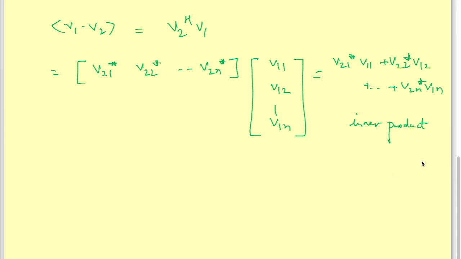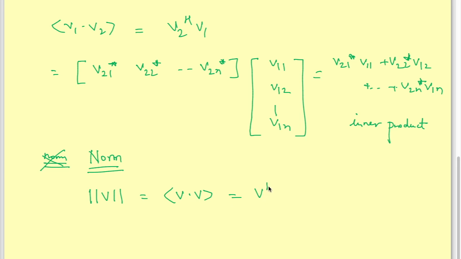And the next terminology is our norm. So I will write norm. Norm is nothing but it is the inner product with itself. So it is represented like this.